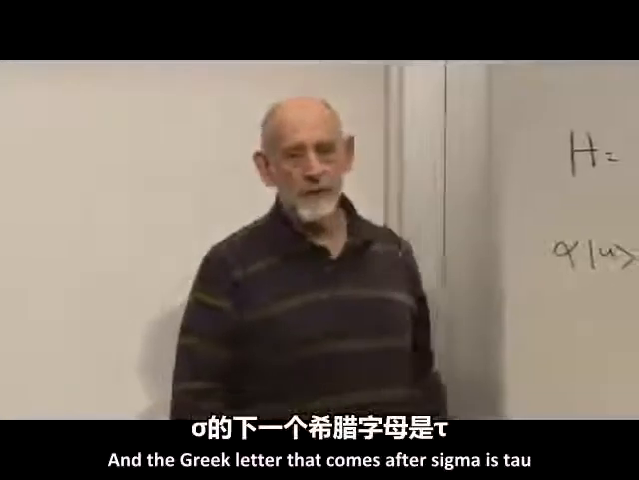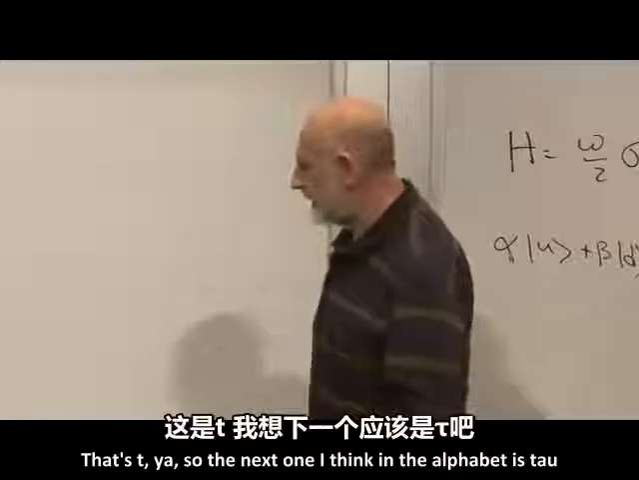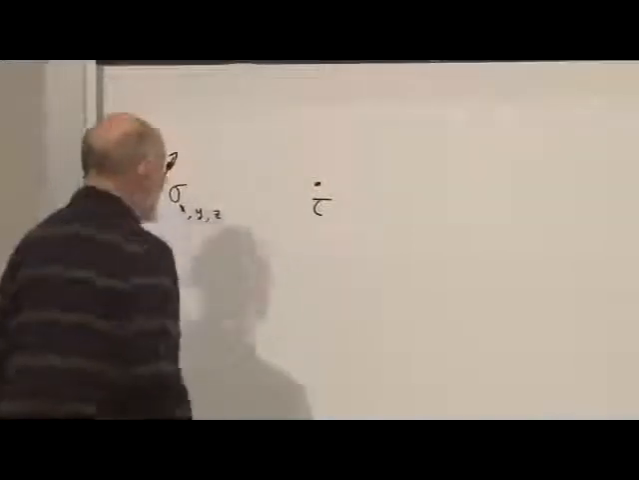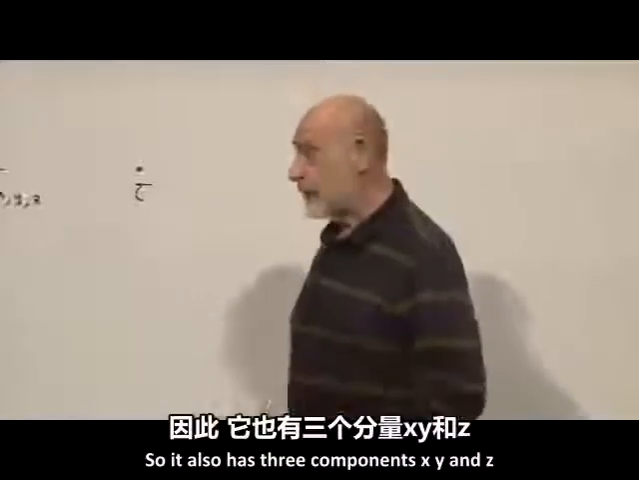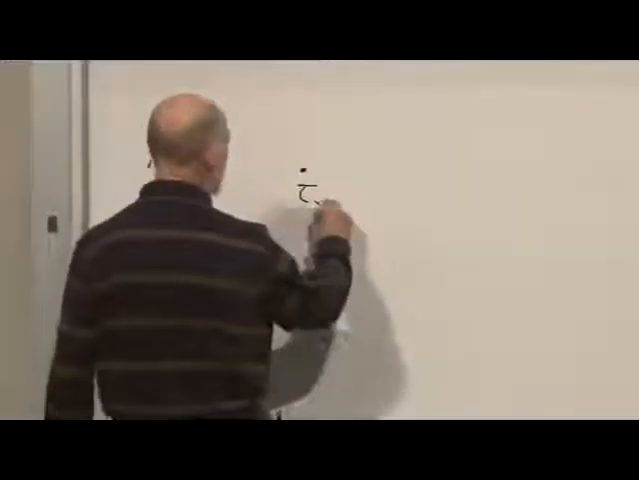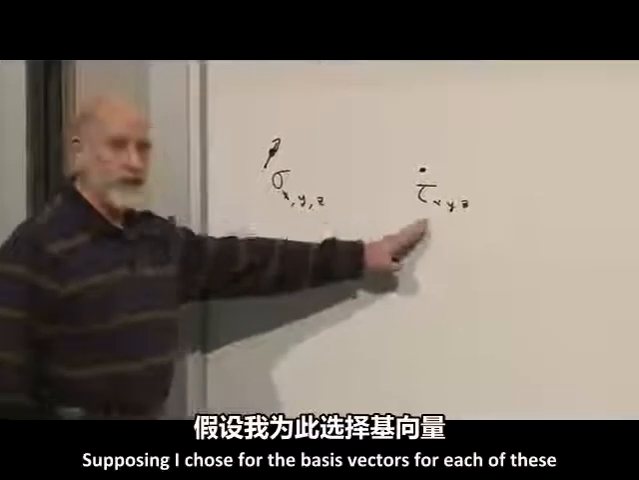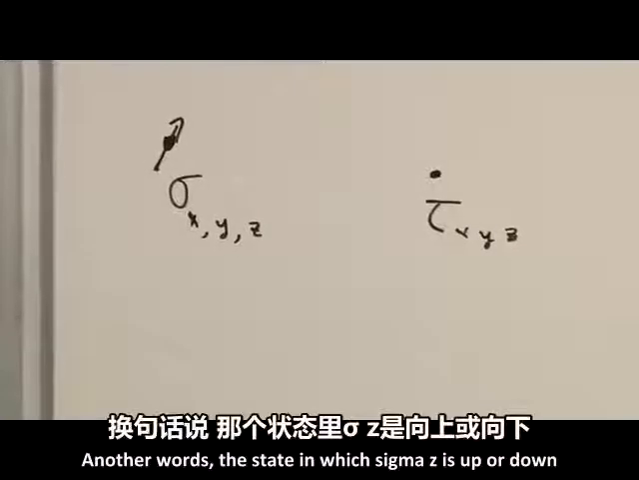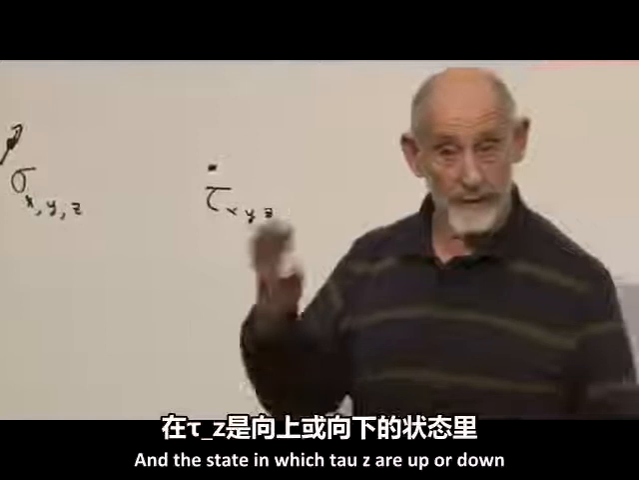And the Greek letter that comes after sigma is tau. I don't know if it's the next letter. It's the one in the English alphabet, S, T, yeah. So the next one, I think, in the Greek alphabet is tau. And I simply call this one tau. How many components does tau have? Well, tau is also a spin, so it also has 3 components, x, y, and z. Supposing I choose for the basis vectors for each of these the up and down basis vectors. In other words, the states in which sigma z is up or down, and the states in which tau z are up and down.